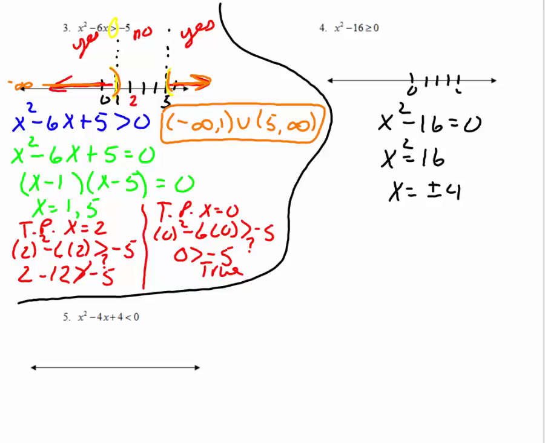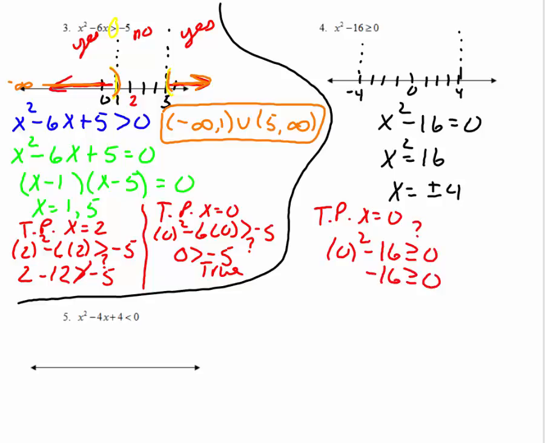So I'm going to have a positive 4 and a negative 4 on the number line. Again, draw your dotted lines down so you can see your intervals. 0 is in between, so I'll go ahead and do a test point, TP, of x equaling 0. Plugging into the original, I get 0 squared minus 16 is supposed to be greater than or equal to 0. This would say negative 16 is greater than 0, which is not true. So the inner piece is a no.